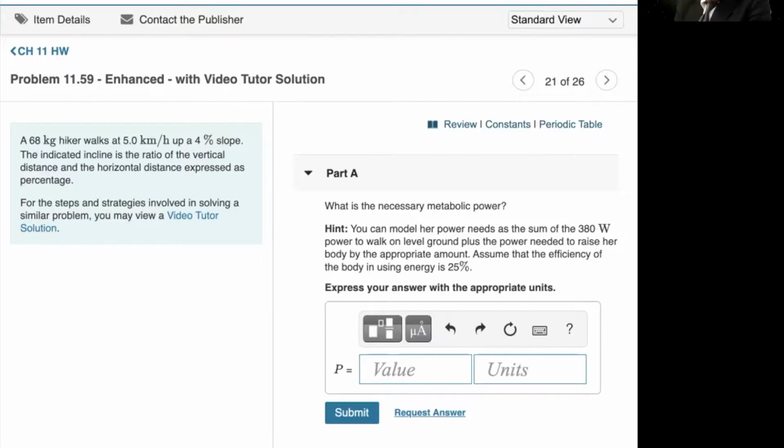Well, let's assume that you can model her power needs as the sum of the 380 watts of power to walk on level ground plus power needed to raise her body up the appropriate amount. Assume that the efficiency of the body is 25%.